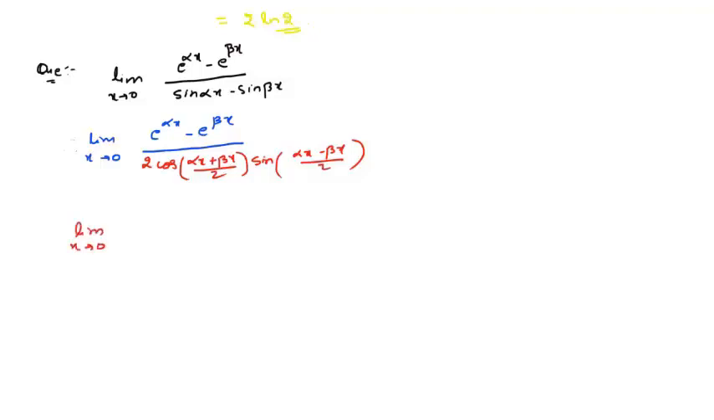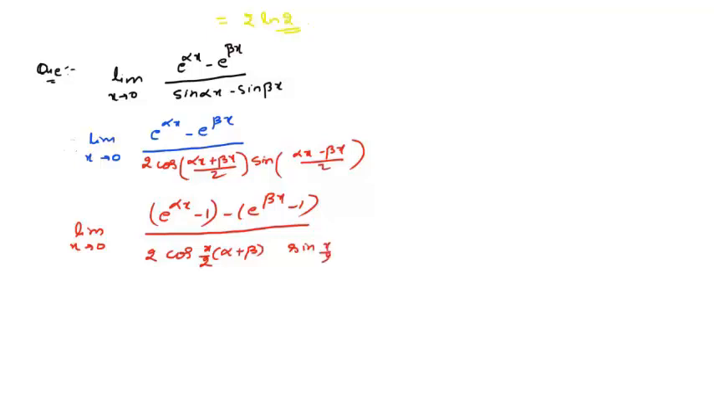Again if we try to write it, this will be limit x tending to 0. In numerator what we had is e raised to power alpha x, so we can write this as (e raised to power alpha x minus 1) minus (e raised to power beta x minus 1). What we have done is we have added and subtracted 1 in the numerator, and in denominator we are having 2 cos of, if x you take as common, you'll get x by 2 into alpha plus beta, into sine of, again x by 2 is common, so you'll get alpha minus beta here.